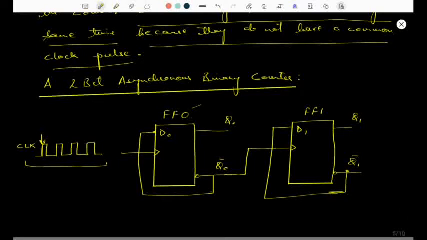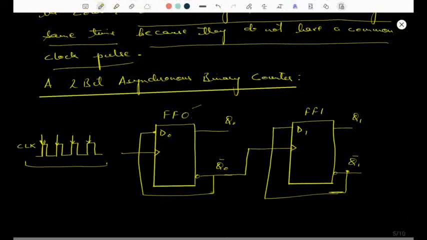So FF0 changes state at the positive edge of each clock pulse, meaning here, here, here and here. Okay, at these four positions it will change its state. If it is 0, it will get 1. If it is 1, then it will get 0.